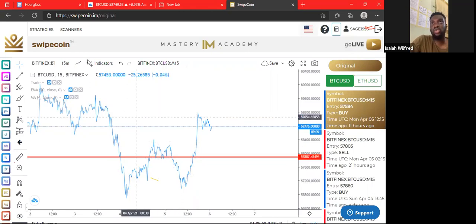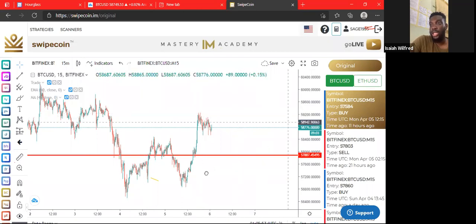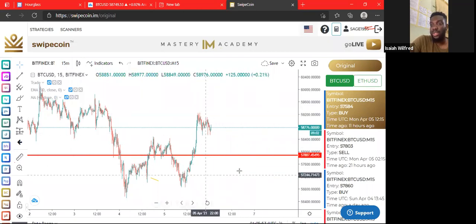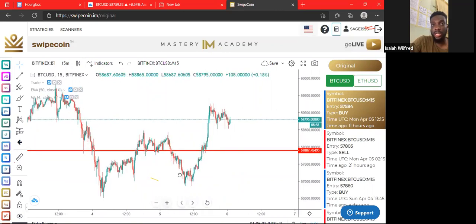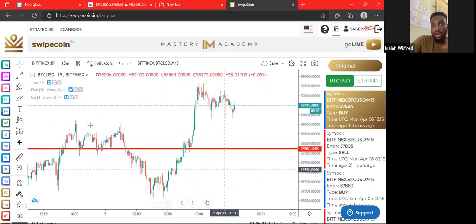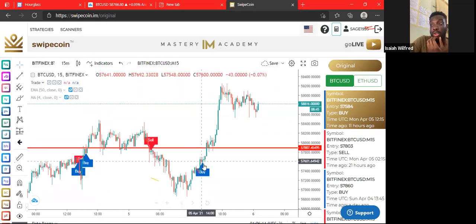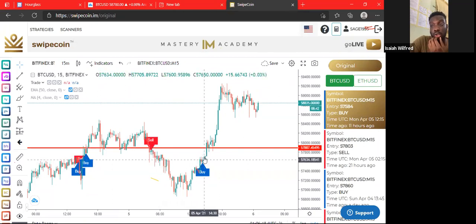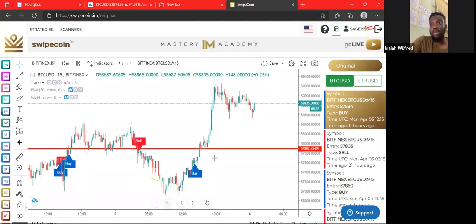So what am I doing next? I'm changing back to candles. And you can actually see that price has been respecting this resistance line. You can see it. All these candles have been respecting this zone. So now the only time I'm going to enter a buy, even if Swipe and Scalper called out this buy here, I'm going to wait for a break of structure. That is, I'm waiting for price to break through that resistance. Remember, they said break and close.